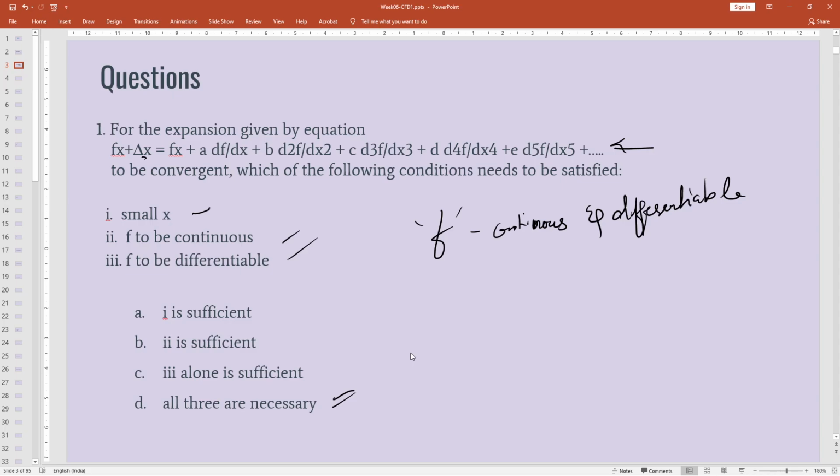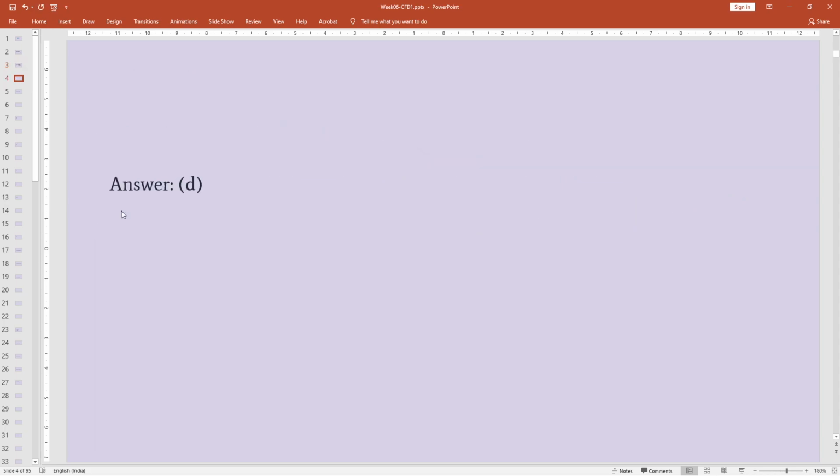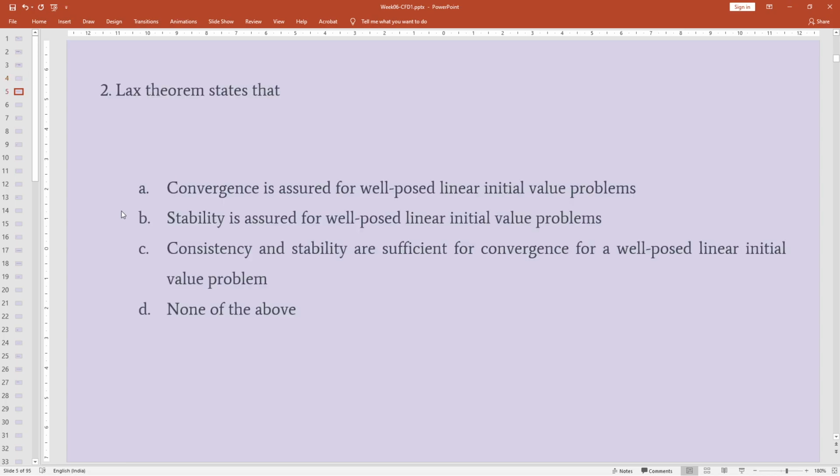All continuous functions may not be differentiable. So these are the three foundations on which the Taylor series stands. So all three are required. Moving on to the next question.